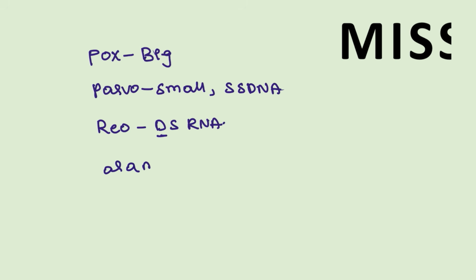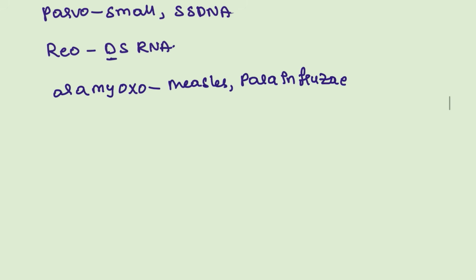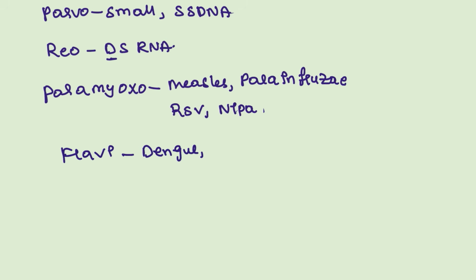Next, what all belongs to the paramyxoviridae? You have species like measles, parainfluenza, which causes croup, and respiratory syncytial virus, Nipah virus. All these belong to the paramyxoviridae. And next, flaviviridae. Flaviviridae belongs to the vector borne viruses, like dengue fever, KFD, and also Zika virus, Japanese encephalitis, and West Nile fever.